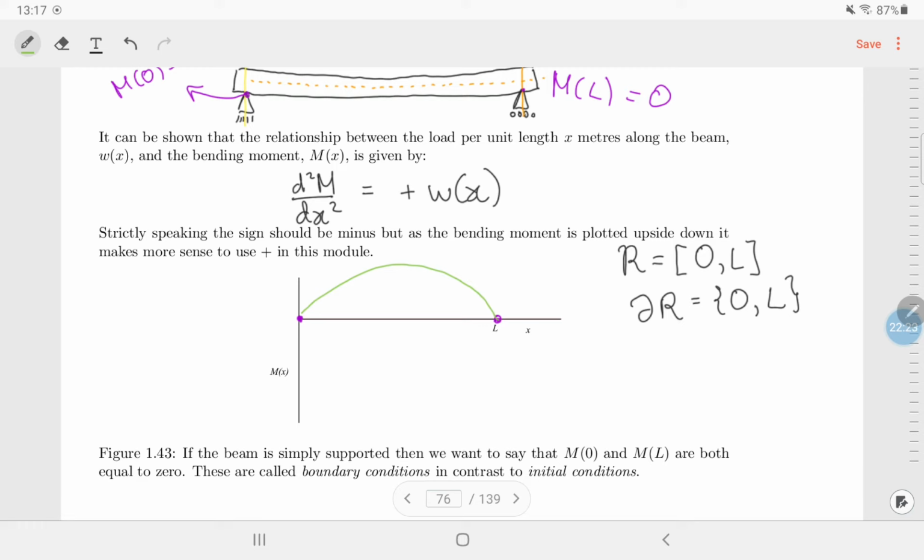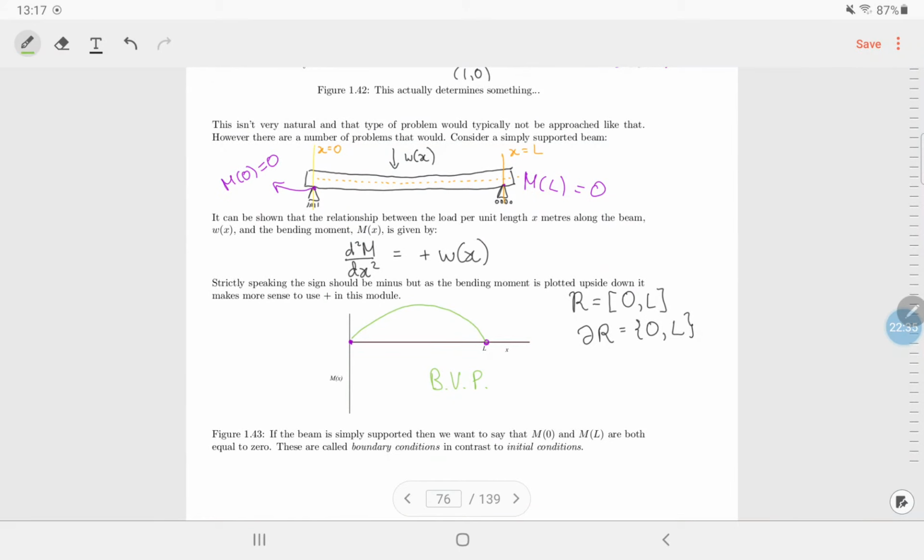So if the beam is simply supported, then we want to say that M of 0 and M of L are both equal to 0. And this is the boundary condition. So this is a boundary value problem, and this is where it is natural. It's not so natural for the pendulum.